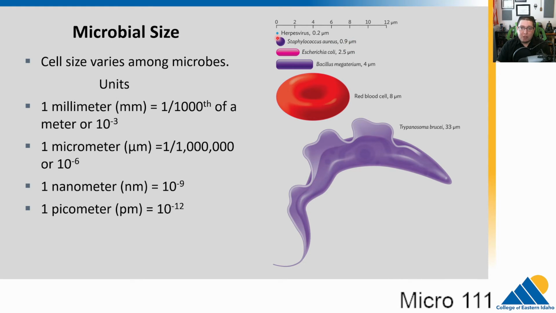And then we get down to the viruses. This is a big virus, herpes virus, 0.2 micrometers. That's pretty big for a virus. This is getting beyond the limit of what we can see even with a light microscope. You have to go down to an electron microscope.